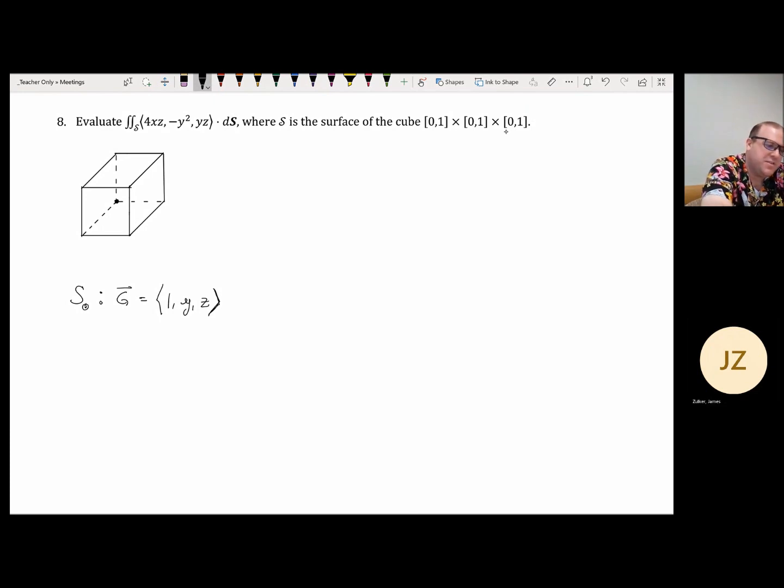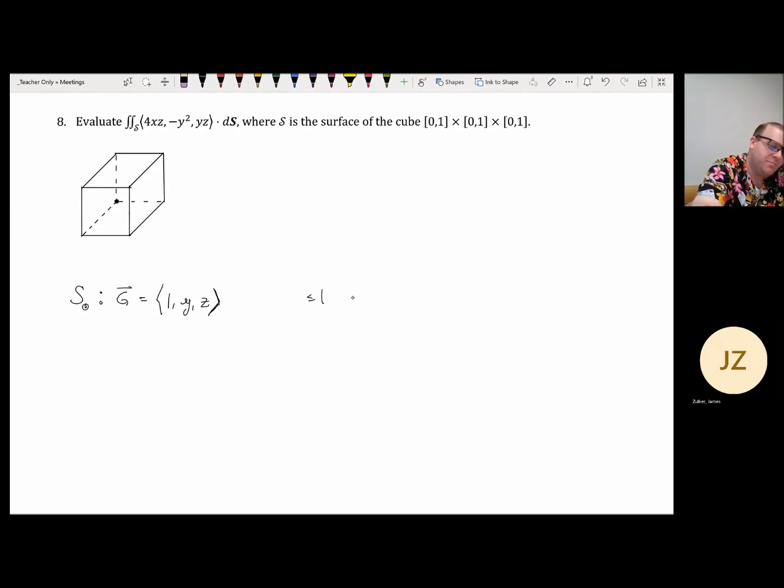Because it's the cube 0, 1, 0, 1, 0, 1. X pops out of the screen at us, so this would be 1 for X. I'm going to write it this way for the domain. Both Y and Z would go 0 to 1. Right, I can even simplify that even further.